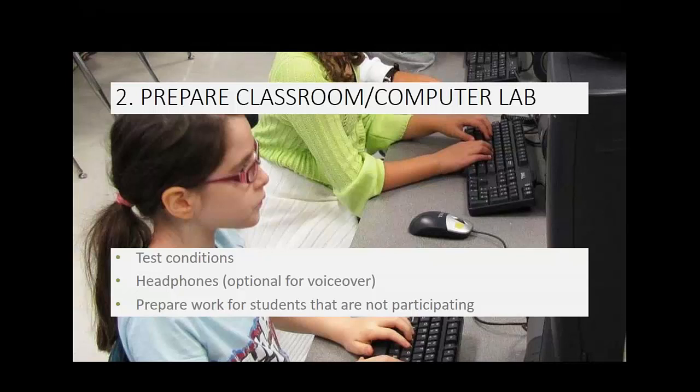We ask that you prepare your computer lab for test conditions so that there's space between students and they can't look over and see what other students are answering. If you can, have a classroom set of headphones available, or provide headphones to those students who may benefit from the read aloud function on the survey. There's a little button next to each question that will read the survey out to students. We also recommend that you have an alternate activity prepared for those students who are not participating.